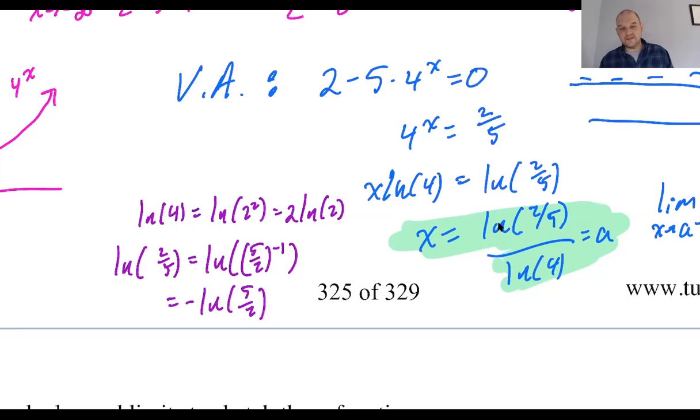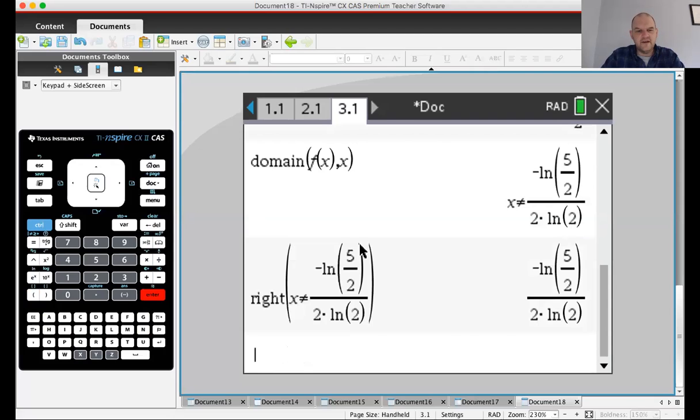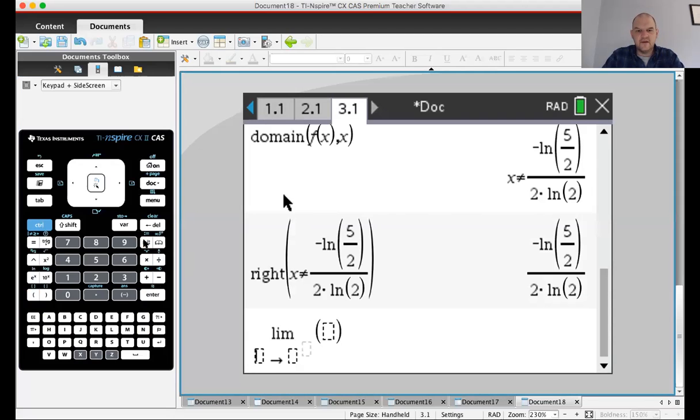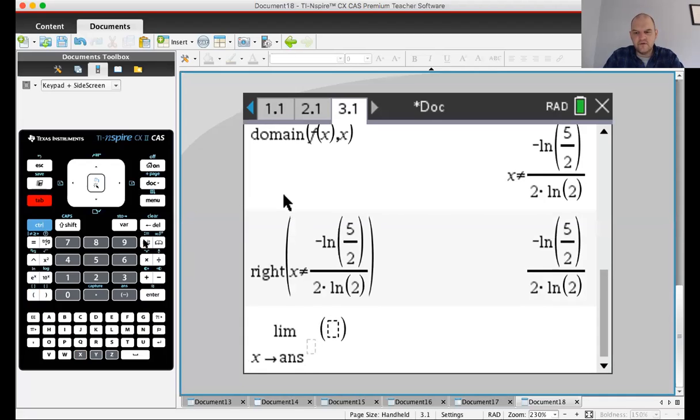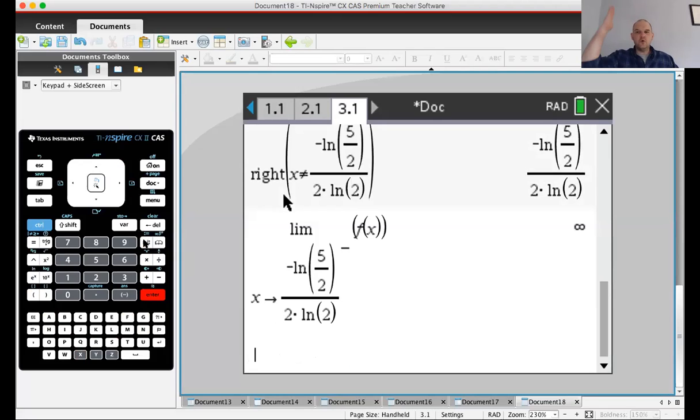So that's what the calculator has done to us. It gave us negative natural log of 5/2 over 2 natural log of 2. I don't know why it did that. There's kind of no rhyme or reason as to why it does those things. But we just need to check the limit for this. So let me take the right part of the answer. Now I'm going to do the limit as x approaches the answer from the left, I think I chose, of f of x. And I got infinity. I'm a little nervous about this one. Infinity. Woo! So it's a vertical asymptote.